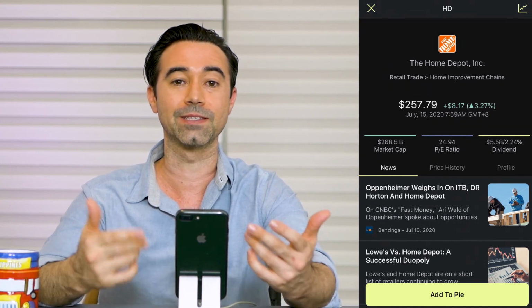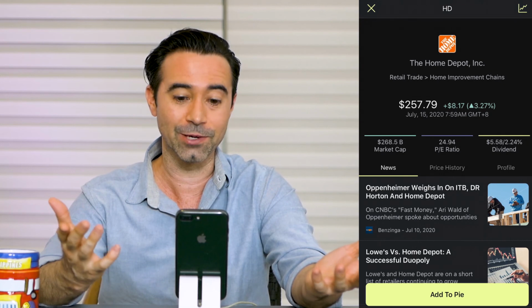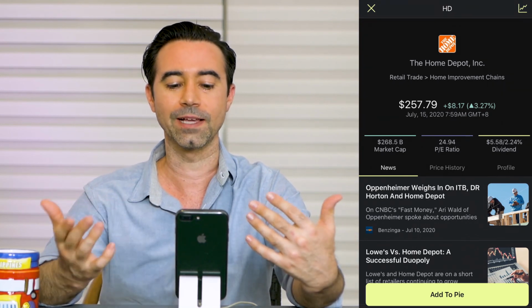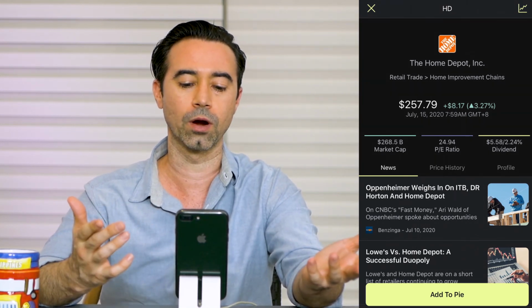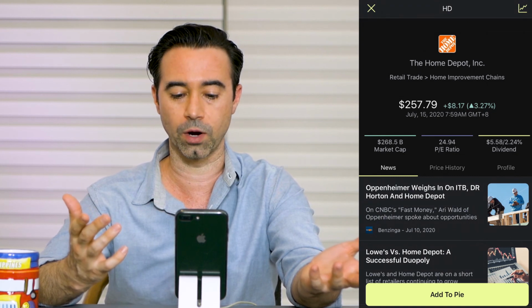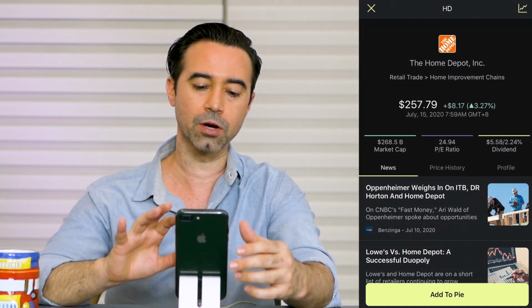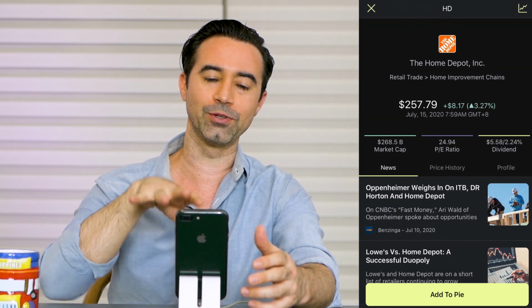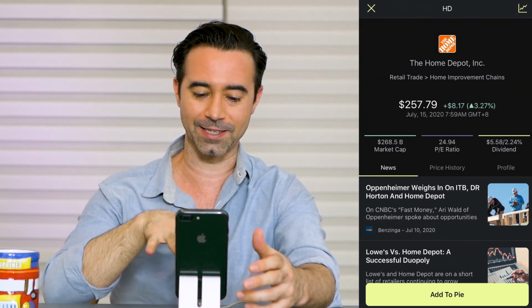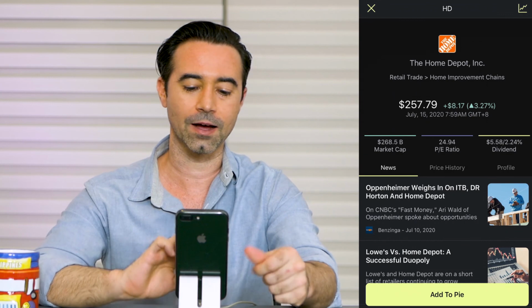For example, Netflix is a growth stock. It's got like a 90 PE ratio. Home Depot, less of a growth stock. It's got a PE ratio of 24. It pays a dividend of 2.25%. So as you can see here, when you go and you click an actual stock, you can see what's going on in the stock.